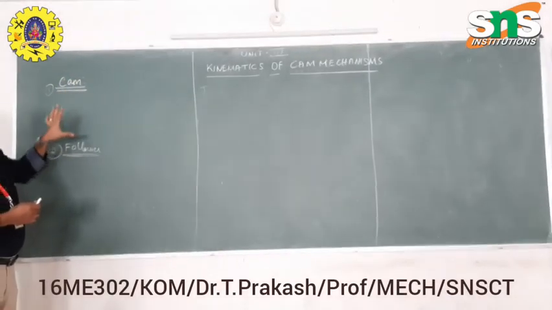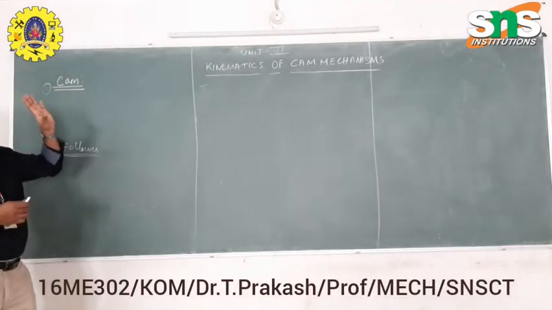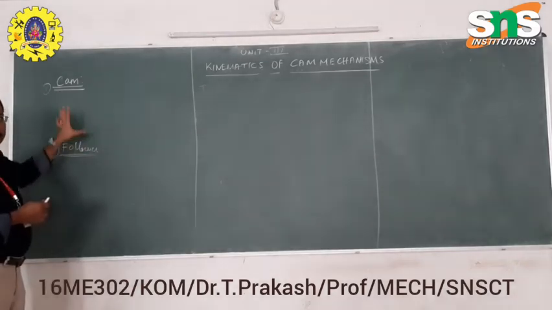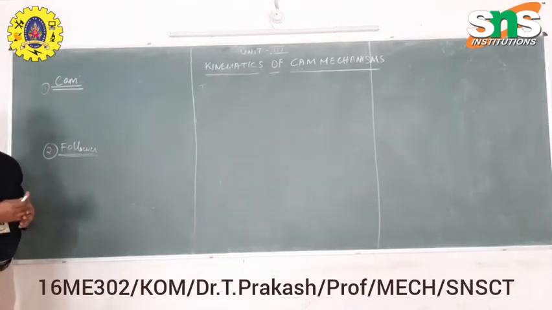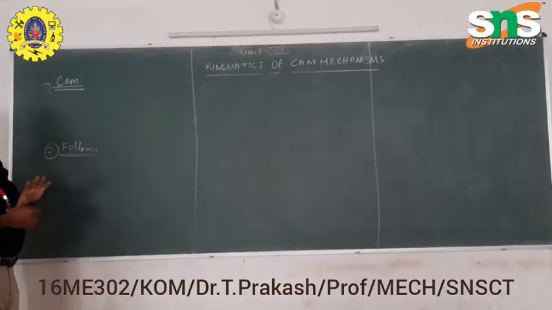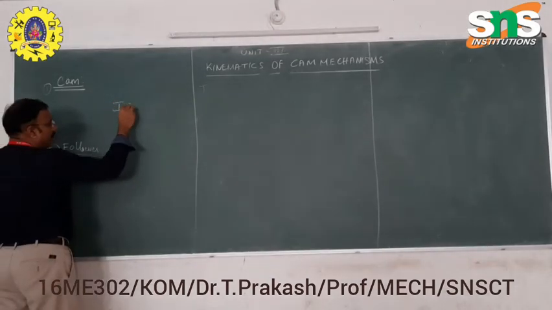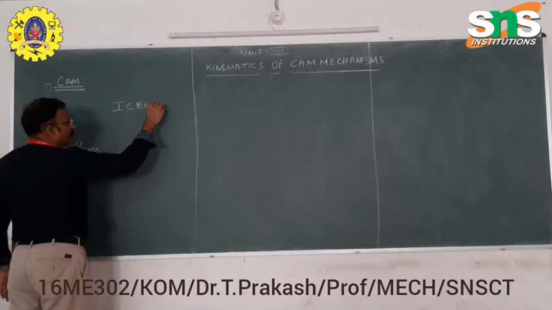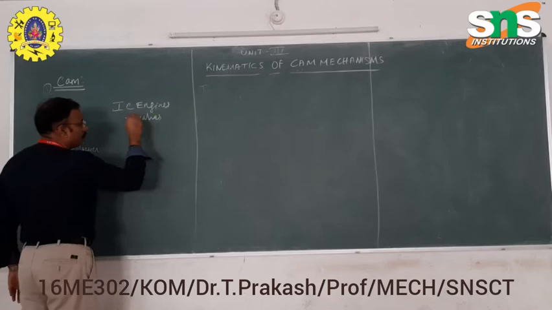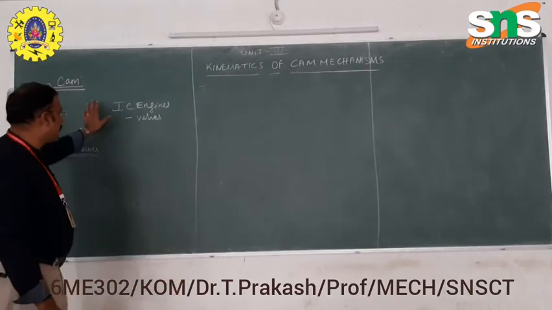This is the meaning of cam and follower. Once again I repeat, the cam is the rotating element which gives rotary motion, or any motion, to the other element. The follower follows the cam profile, therefore it has some reciprocating or oscillating nature. Where is this cam and follower used? Mostly the cam and follower is used in internal combustion engines, IC engines. It is used in the valves. For opening the inlet and exhaust valves, mostly this type of cam and follower is used.